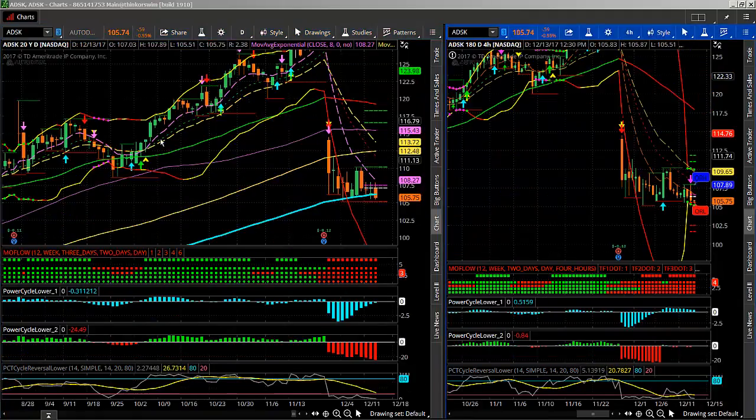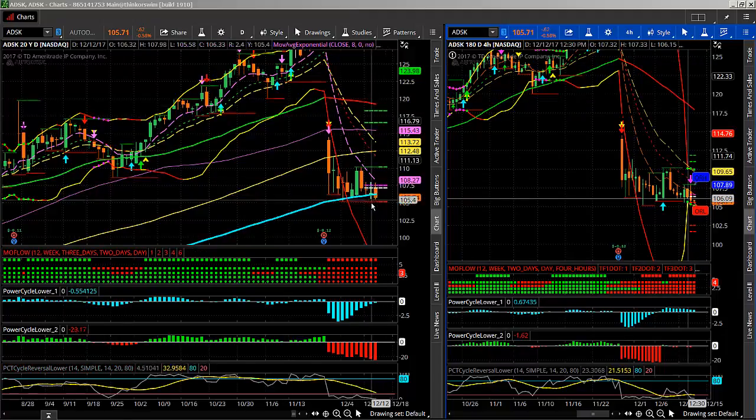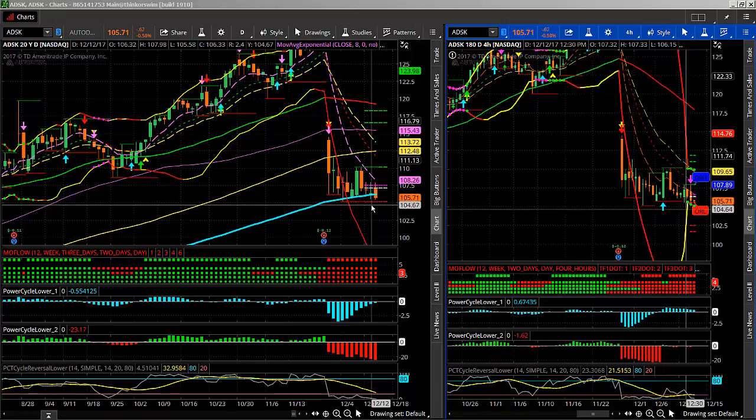And here's one that may trigger to the downside. So this is ADSK. You can see it's sitting right here on the 200-day moving average. If that starts to separate and starts breaking below this 105, it could easily push down to 100 pretty fast.